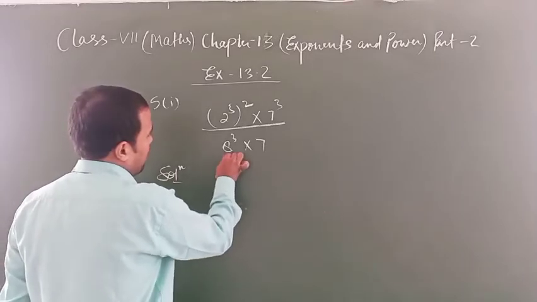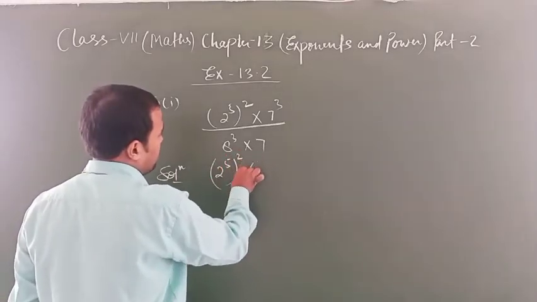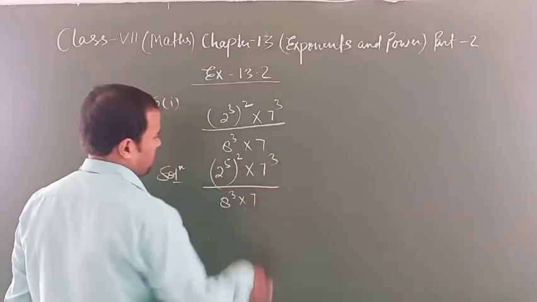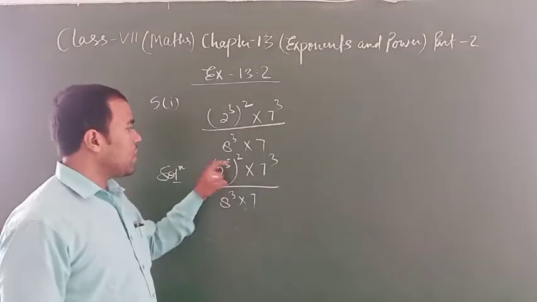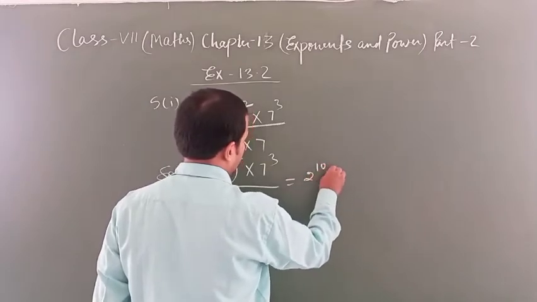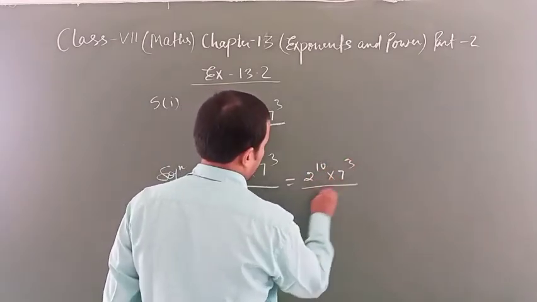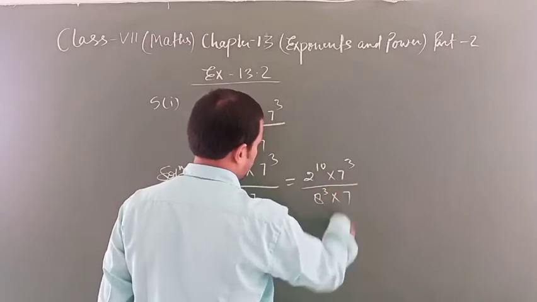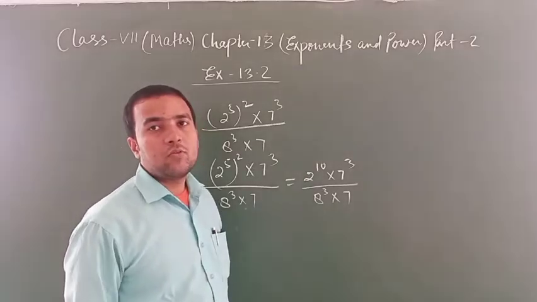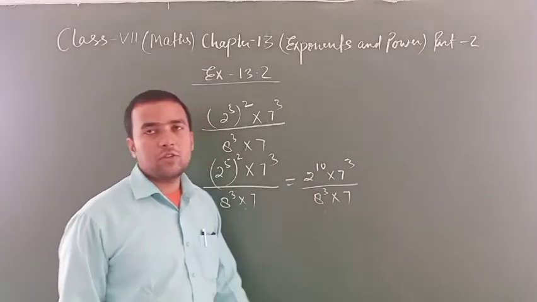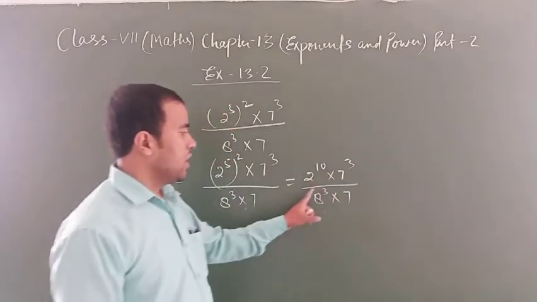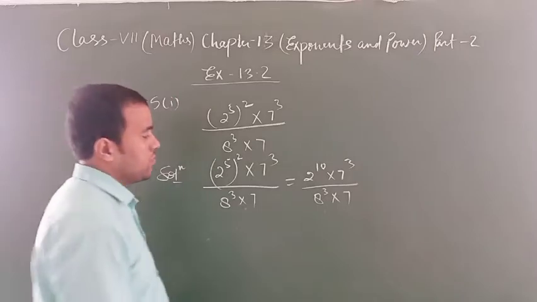2 power 5 power 2 into 7 power 3. Take 2 power 5 power 2, meaning 5 multiple 2, so 2 power 10, into 7 power 3, upon 8 power 3 into 7. 2 power 10 means we can write 2 ten times. 7 power 3 means we can write 7 three times. 8 power 3 means we can write it 3 times.